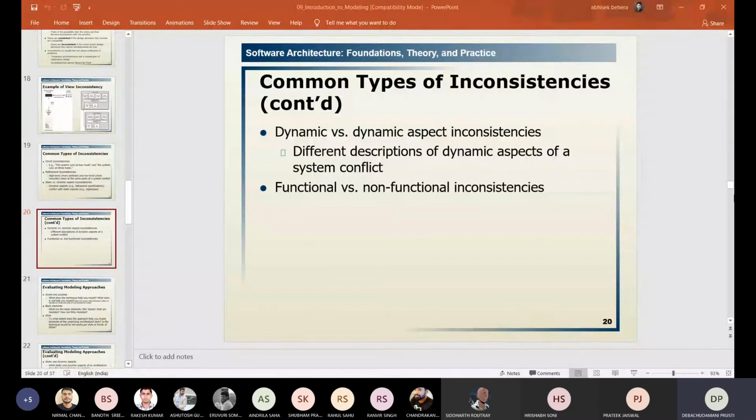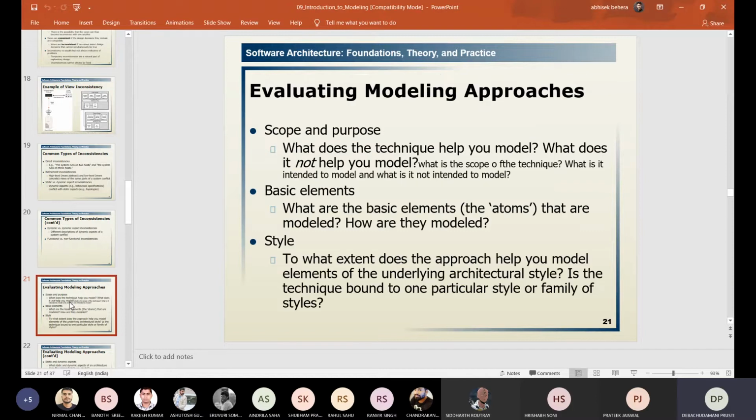Okay, now we'll go for the evaluation of the modeling approach. We evaluate the modeling approach by its scope and purpose, the basic elements, styles, the static and dynamic aspects, and many more things. These are some evaluating parameters. Once you are doing the modeling, you need evaluation for it, in many aspects. What is its scope? What are the basic elements associated? What is the style? What are the static and dynamic aspects associated with your model? So these are some evaluating approaches.